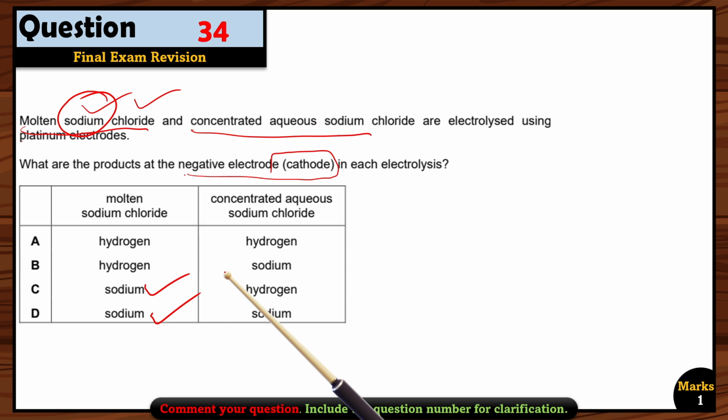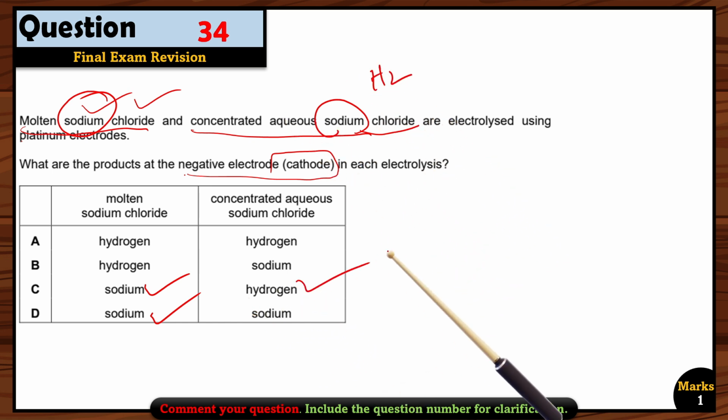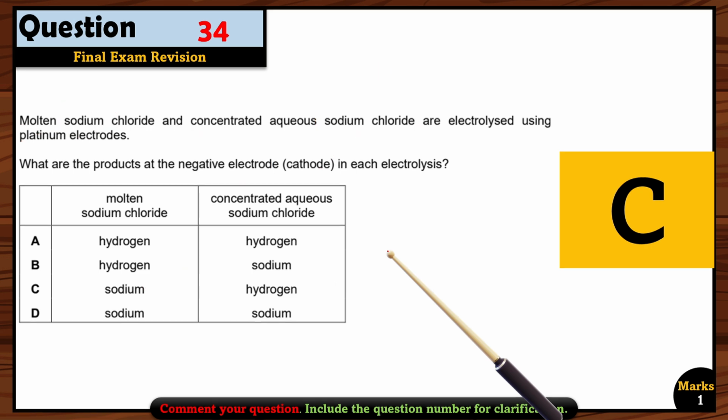Yes, here. Now it's concentrated aqueous sodium chloride. Now what will you get? You are not going to get sodium. Now you will get hydrogen at the cathode, always. So hydrogen is the option. So option C is the right option.